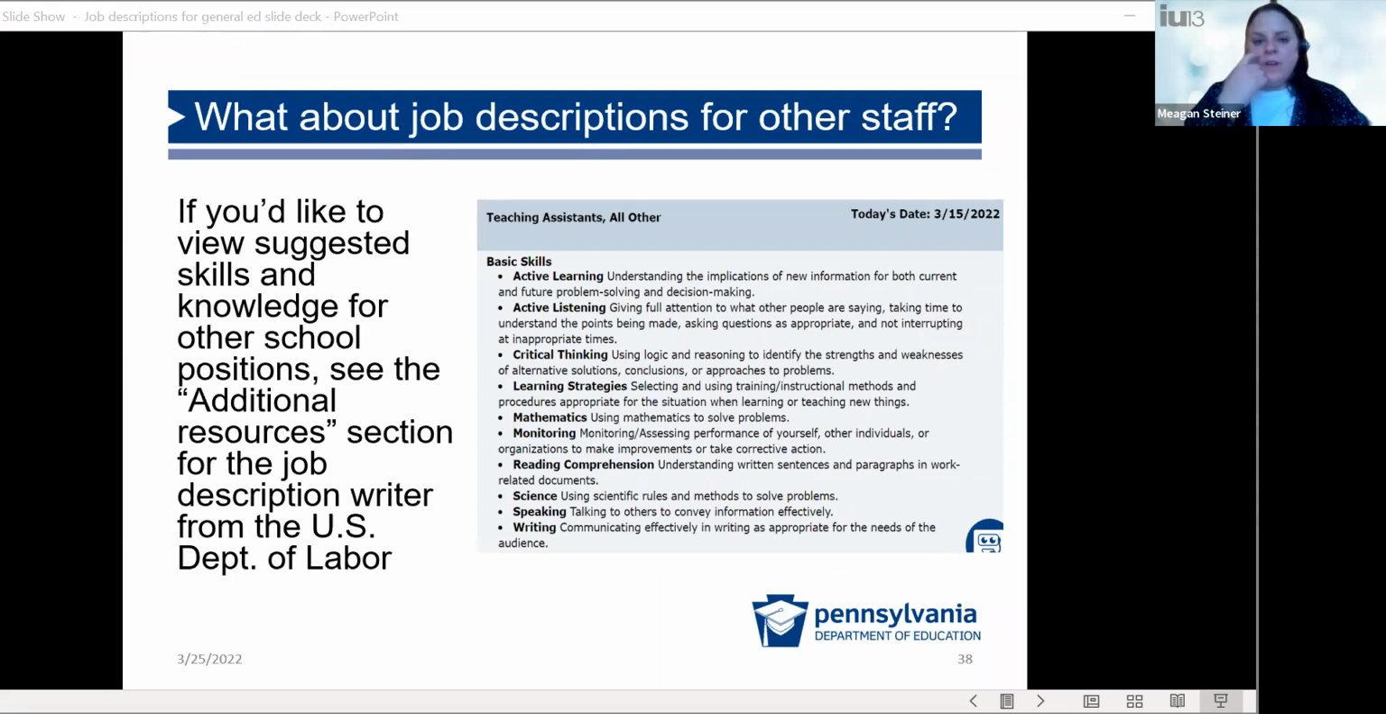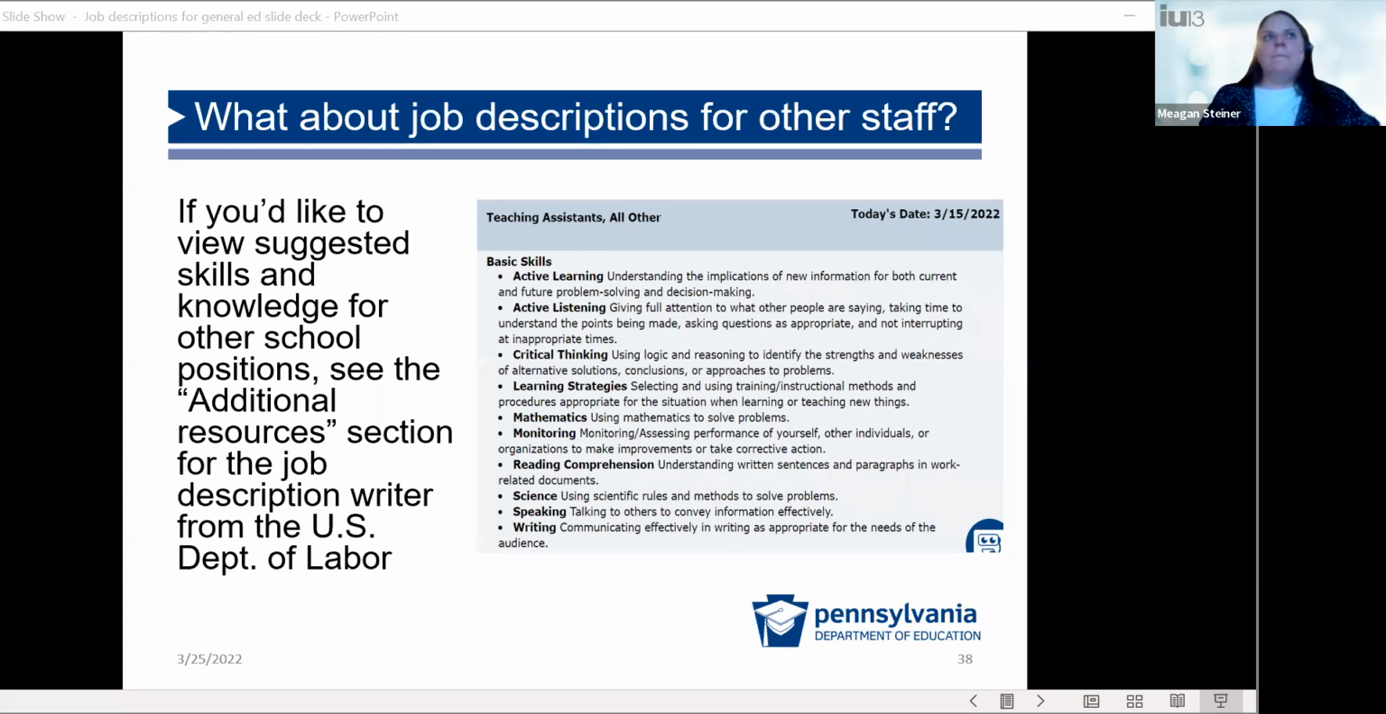Now, another thing I just want to note is you may be thinking about job descriptions for non-teaching staff. In that additional resources section at the bottom of the Word document, there is a link to a job description writer from the US Department of Labor. And if you'd like to view suggested skills and knowledge for other school positions like paraprofessionals or substitutes, there's some information in that additional resources section about how to do that.